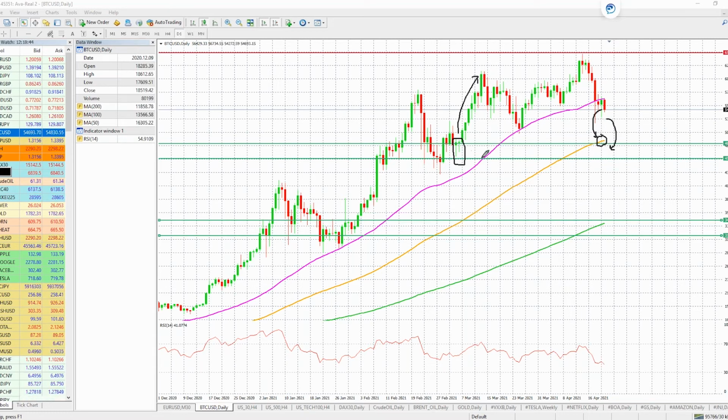Otherwise, we should be able to see the price moving from this area of support. But if the price doesn't find support over here, then we'll be focusing on this particular candle in this particular area as our next area of support. So really the price level of 43,313.